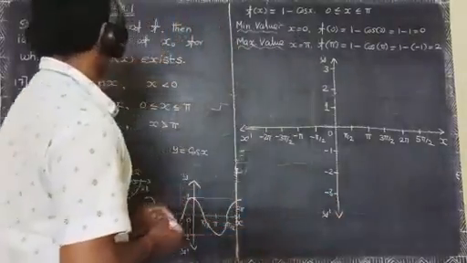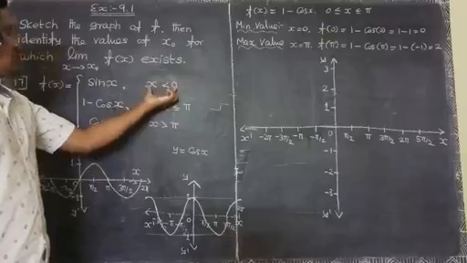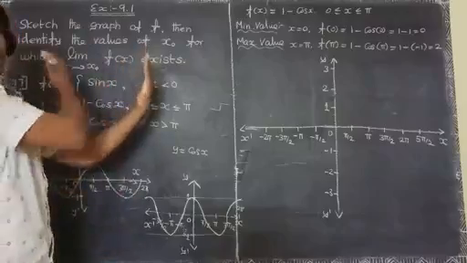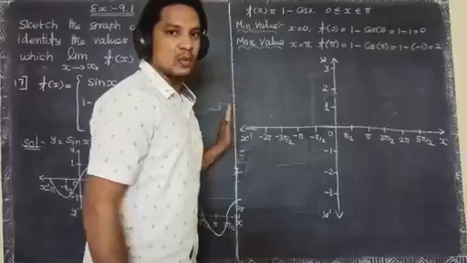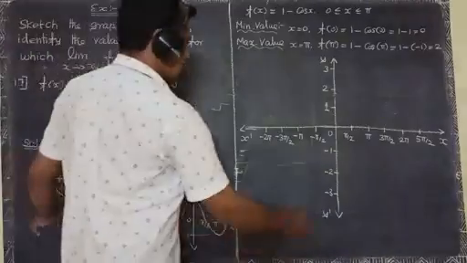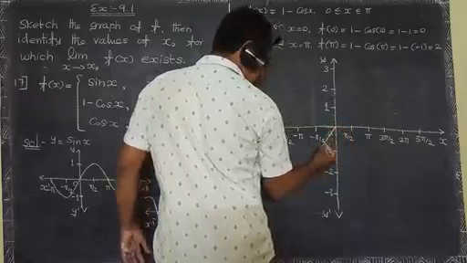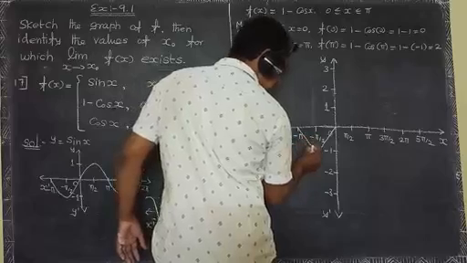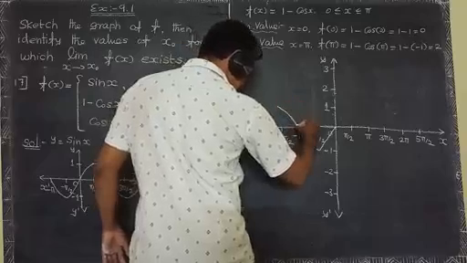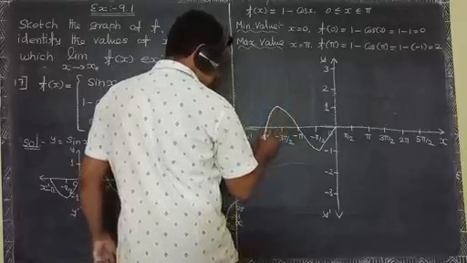Here in the first function, x less than 0, we take the function sin x. X less than 0 means negative side, isn't it? Using the sin x curve, sin 0 is 0, sin of minus pi by 2 is minus 1, sin of minus pi is 0, sin of minus 3 pi by 2 is plus 1, sin of minus 2 pi is 0.